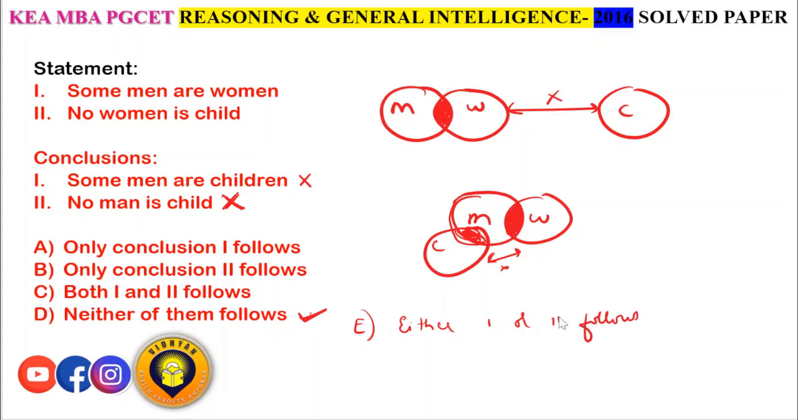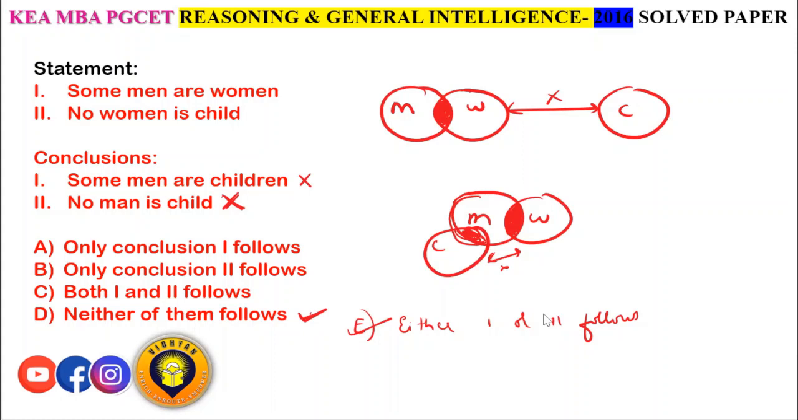So therefore, this conclusion here, that is option E, will be correct in the bank exams. In the bank exams, option E, either 1 or 2 follows, will be correct. So that we will explain in our classes. You will understand it in detail.